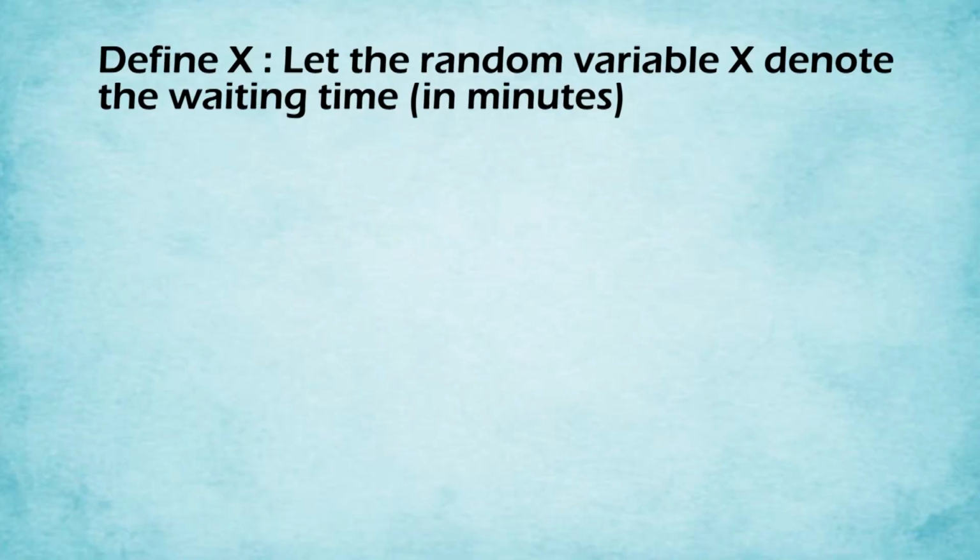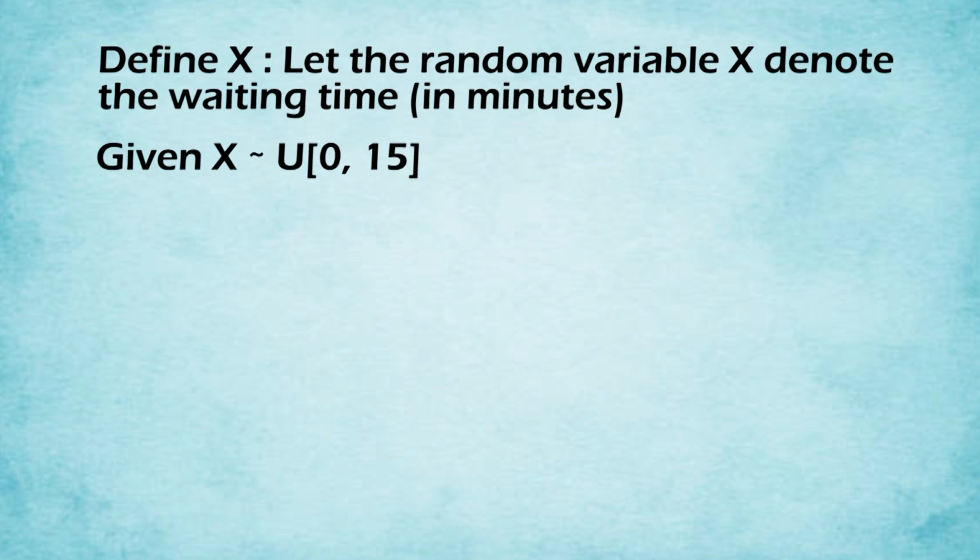Electric trains on a certain line run every 15 minutes between midnight and 6 in the morning. What is the probability that a man entering the station at a random time during this period will have to wait at least 10 minutes? For the given problem, define x as waiting time for the customers. Then we have x follows uniform 0, 15.